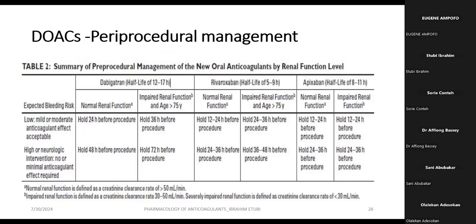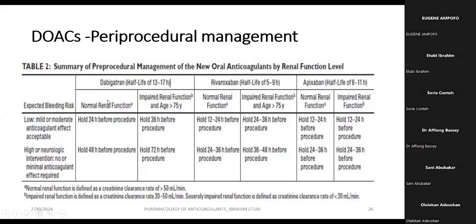Then in terms of procedural management of the new oral anticoagulants, we consider their renal function levels. So we have a study that compared dabigatran, a direct thrombin inhibitor, with rivaroxaban and apixaban, factor Xa inhibitors on the other side. And then you make adjustments based on the expected bleeding risk. Is the expected bleeding risk low, so that mild or moderate anticoagulant effect is acceptable for that patient? Or is the bleeding risk high, or is there neurologic intervention, so that no or minimal anticoagulant effect is required?